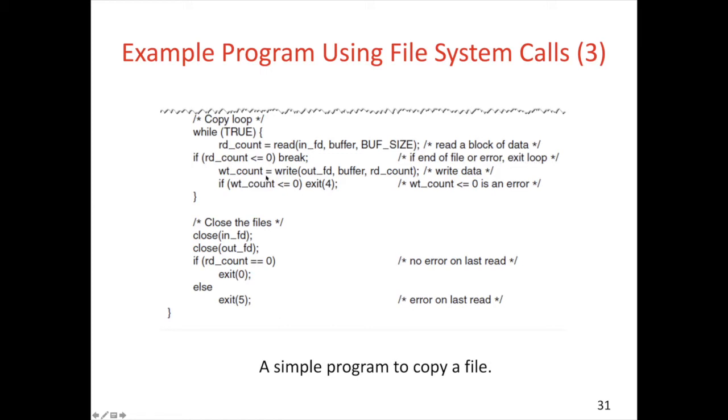Write count is set as the return value of write to outFD. This is the number for the output file. Write from the buffer, read count bytes of data. If write count is less than or equal to 0, exit 4. If write count is less than or equal to 0, there is an error.